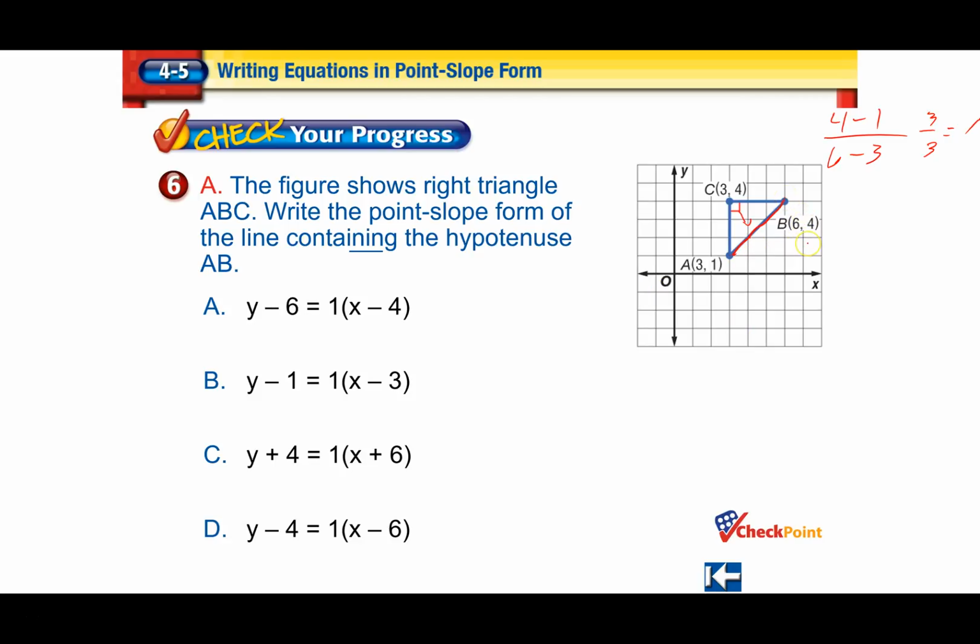Looks like I need to just substitute these in. So y minus y1 would be y minus 4, and equals 1 times, and then x minus x1 is x minus 6. So it looks like the only one I got is down here because those are the numbers they used.